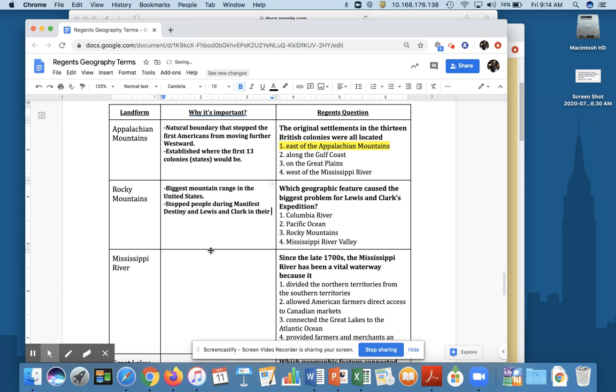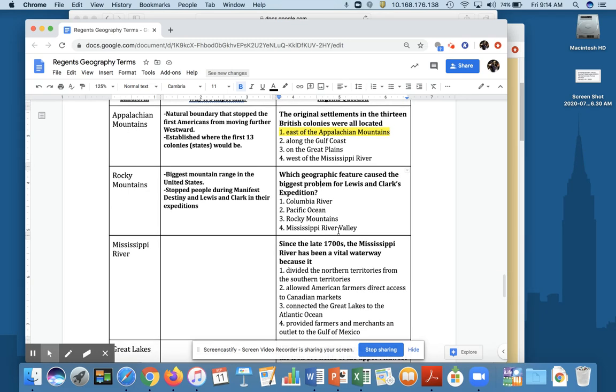in their expeditions. Lewis and Clark, again, we'll go over a little bit later on. But this isn't a trick question, I just wanted to show you what one would look like: which geographic feature caused the biggest problem for Lewis and Clark's expedition? That would be the Rocky Mountains, because they are so incredibly large, our biggest mountain range in the United States.